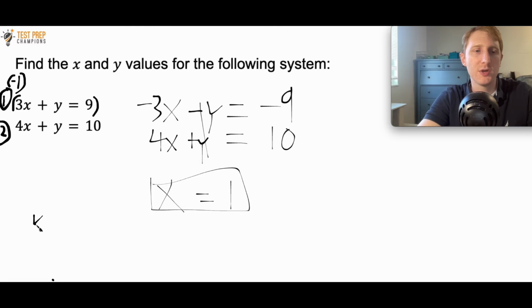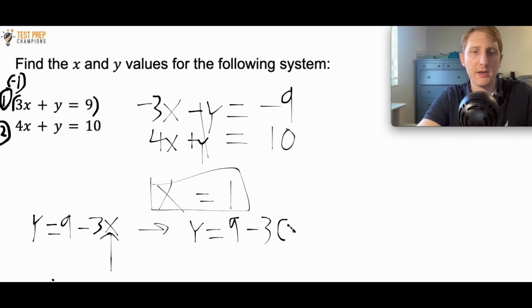So if I solve equation 1 for y, I would get y equals 9 minus 3x, right? And I already showed this in the previous part of the video. So I take one of the equations, doesn't matter which one, and solve it for y. And then what I want to do is take the fact that x equals 1, and I want to replace this x with a 1. Okay, so if we do that, we would see that we'd have y equals 9 minus 3 times 1. And the answer, as we already know, is 6.